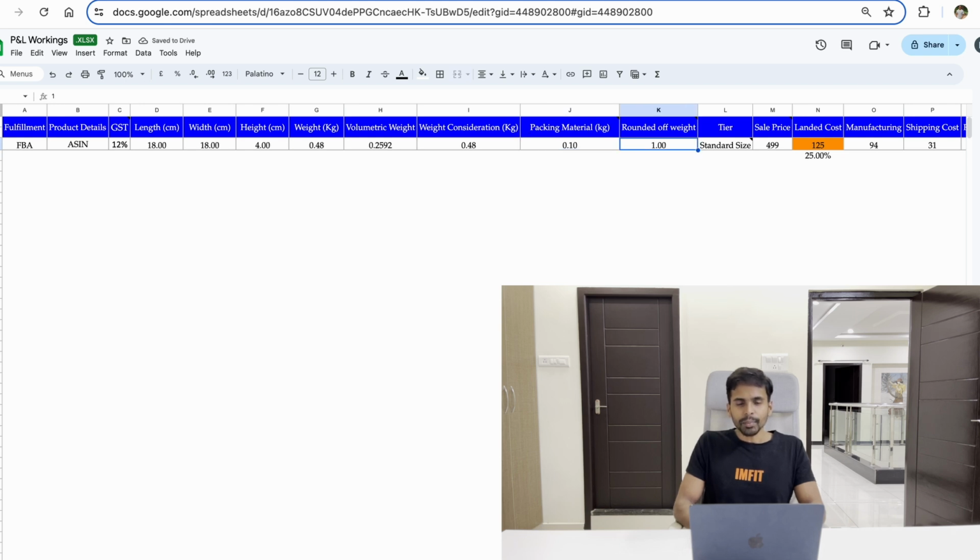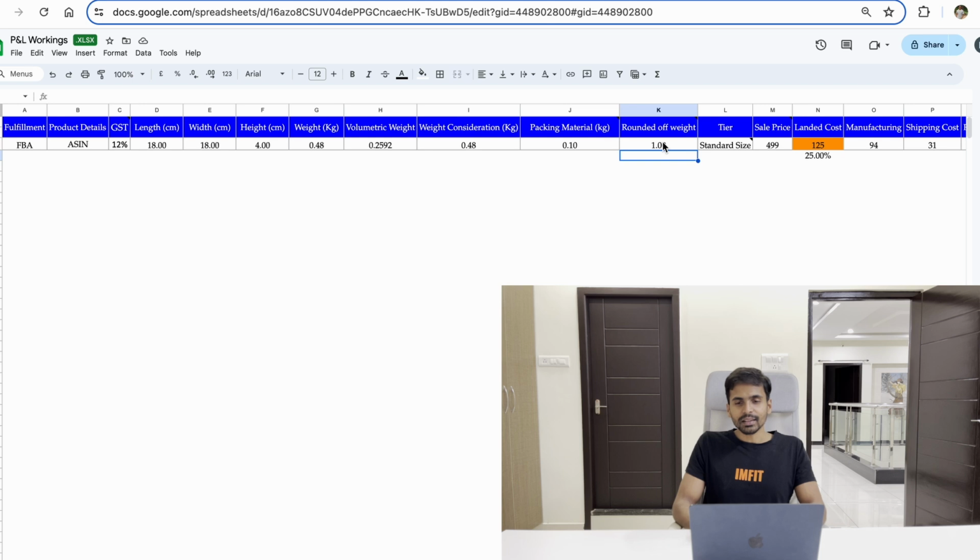Now, when I sum up 0.48 and 0.1, which is 0.58 kg, alright, as per Amazon policies in India, your shipping weight is rounded off to the nearest 500 gram multiple. As in, if your weight is more than 500 grams, you are billed for 1 kg. Likewise, if your weight is 1.1 kg, then you are billed for 1.5 kg.